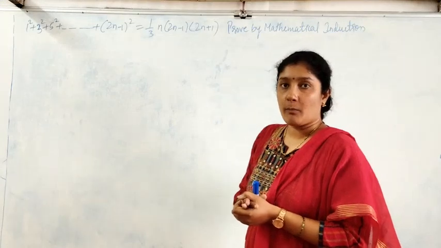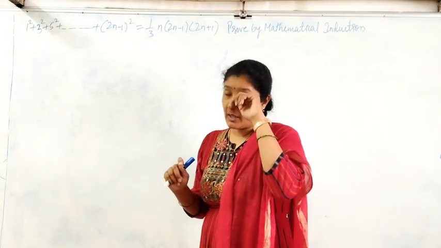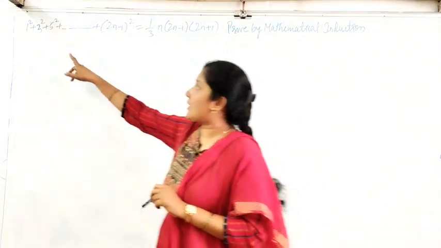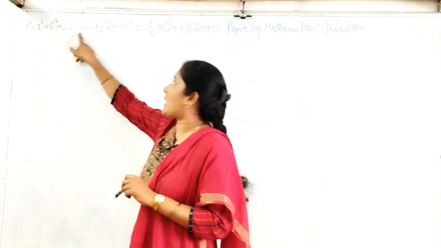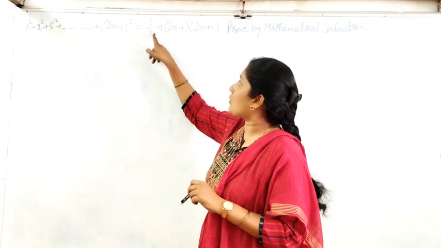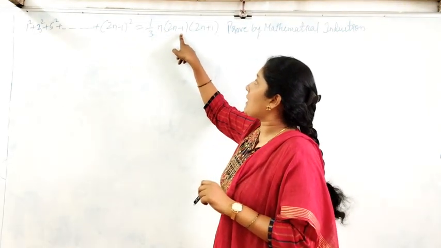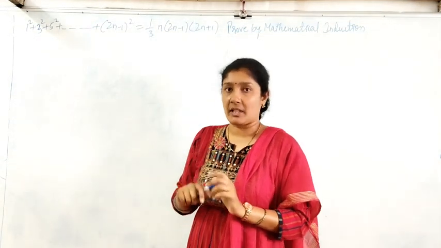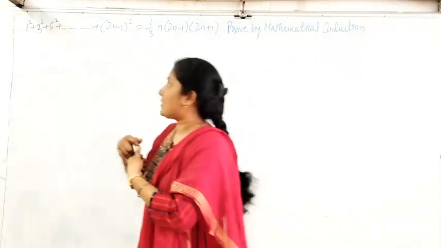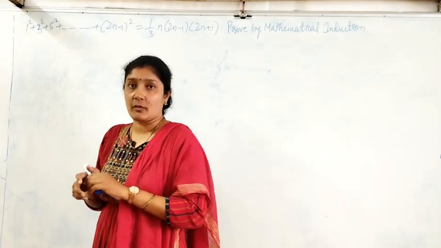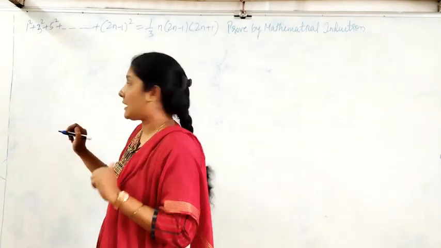Now the next important question is mathematical induction. See, the given question is 1 square plus 3 square plus 5 square and so on up to plus 2n minus 1 whole square is equal to 1 by 3 n into 2n minus 1 into 2n plus 1. So we have to prove this by mathematical induction. As we know, there are 2 steps in solving this by mathematical induction.